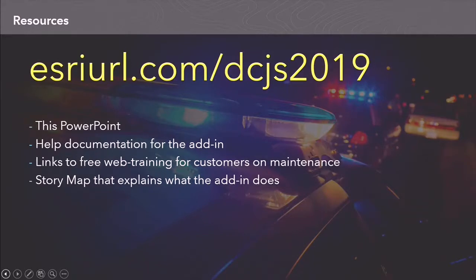I mentioned before, don't worry about pictures. Just record this, take a screenshot of this one URL: esriurl.com/dcjs2019. What you'll find there, on a OneDrive folder, is the PowerPoint that I just shared with you, the help documentation for the add-in and where to go to download it, the link to the training, and a story map that explains all of the functionality of the tools. Why did I put that in there? Well, in case you have to go make the case to someone about why you want this thing, you can take this little story map, which is just a web browser, and say, hey, boss, this is what this thing does and why I need it.